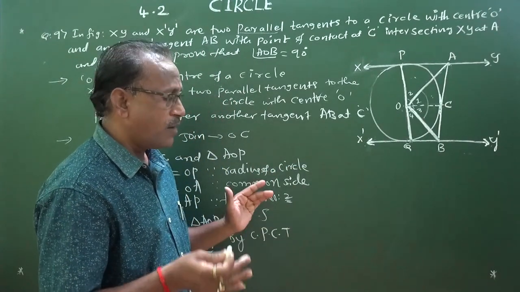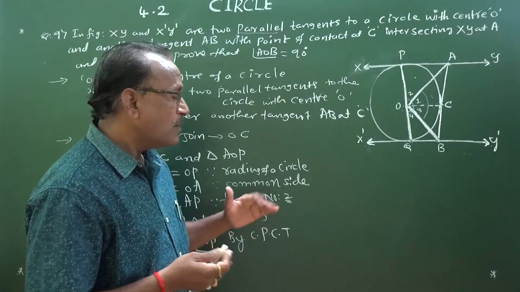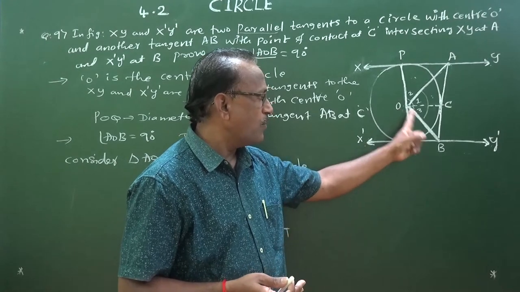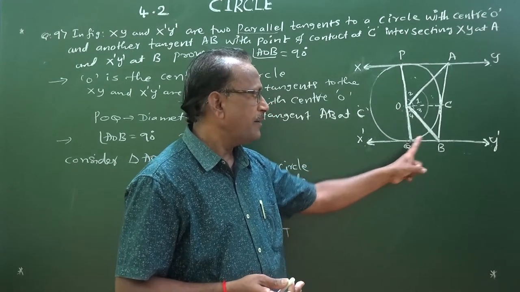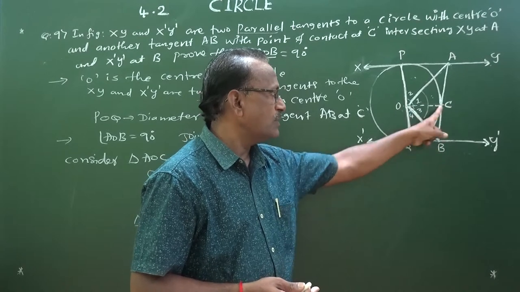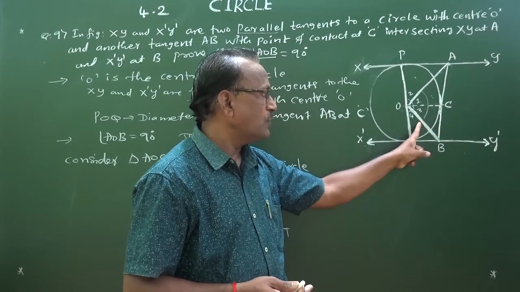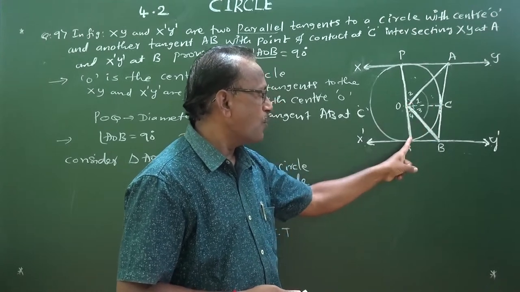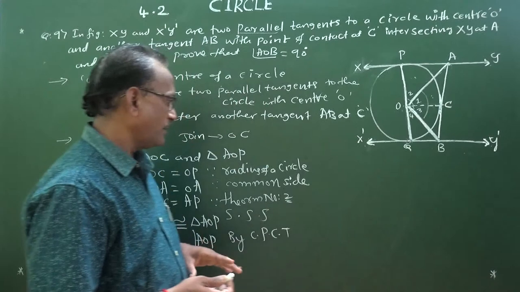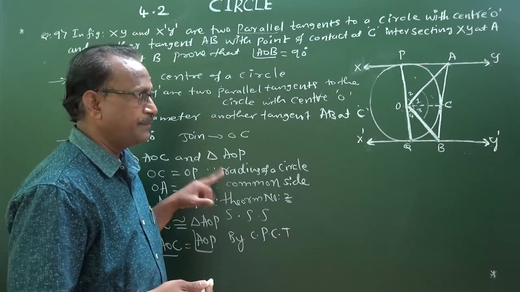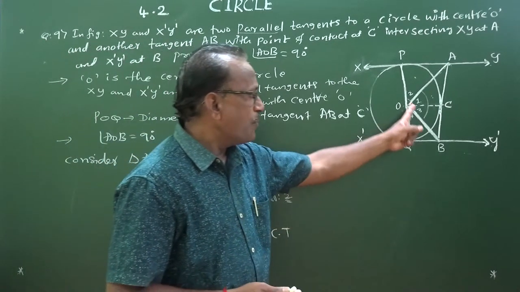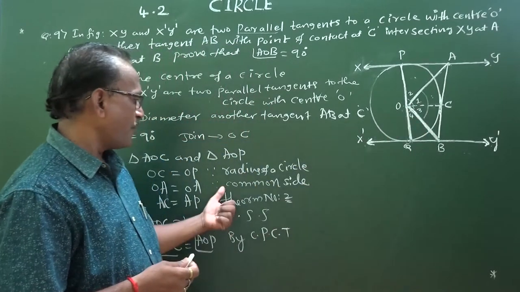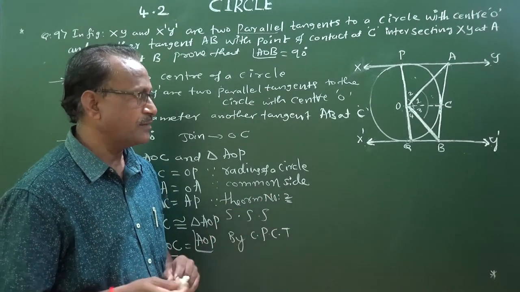Just I want to explain. Listen, you go and write it in triangle OBQ and in triangle BOC. In these two triangles, OC is equal to OQ because they are radii of the circle. Then OB is common side for both the triangles.